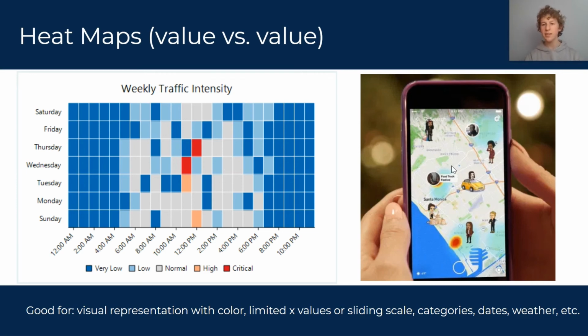And then on the right here, the classic, the Snap Map. And this heat map is a geographical map, and it measures the amount of snaps in one area. So it's amount of snaps versus the geographical location. And then red means the most, and then orange, and then yellow, and then either green or blue comes next. I don't remember which one. So these are good for a visual representation with color, limited X values or a sliding scale, categories, dates, weather, etc.